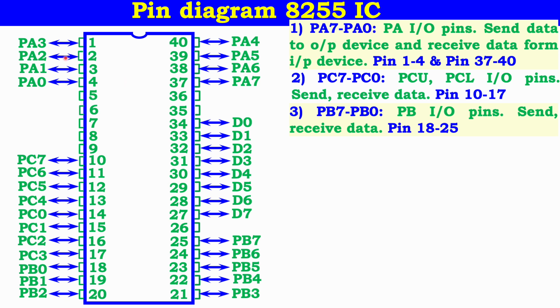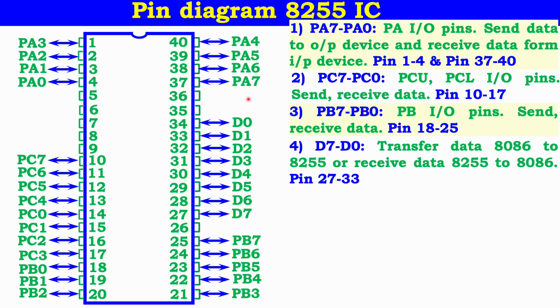The first one is port A, where 8 bits are connected, all 8 pins PA7 to PA0. Port A can act as IO pins. It can send data to an output device and also receive data from an input device. These are pins 1 to 4 and pins 37 to 40. The remaining ports, port B and port C, also act as IO pins that can send data and receive data from the input device. So these are all the port operations connected to the pins.